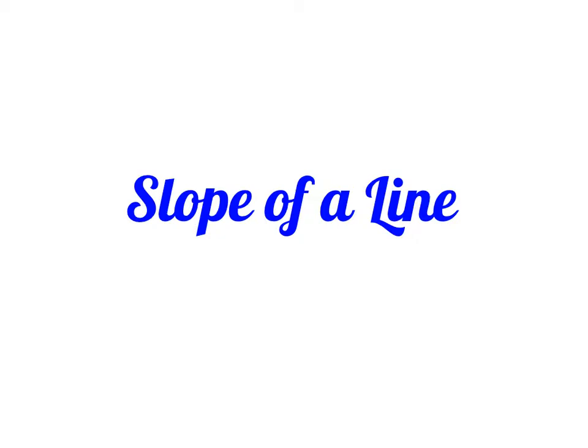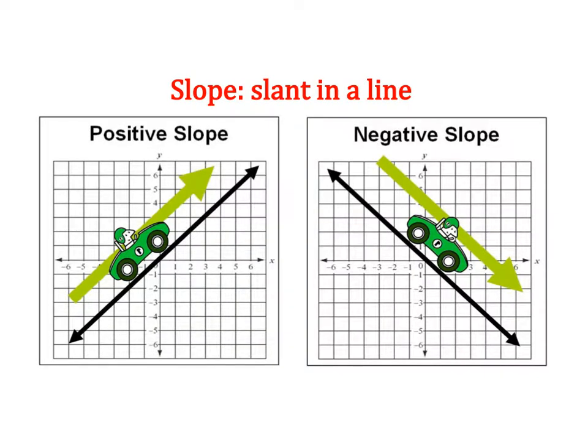Hi everybody, today we are going to talk about how to find the slope of a line. When we talk about the slope of a line, we're really just talking about the slant in that line. We know that we can have a line that is really steep, a line that is really flat, or a line somewhere in the middle. That would be the slope, how slanted it is.